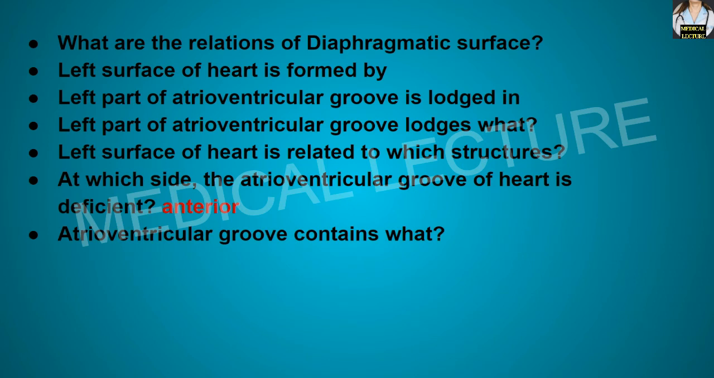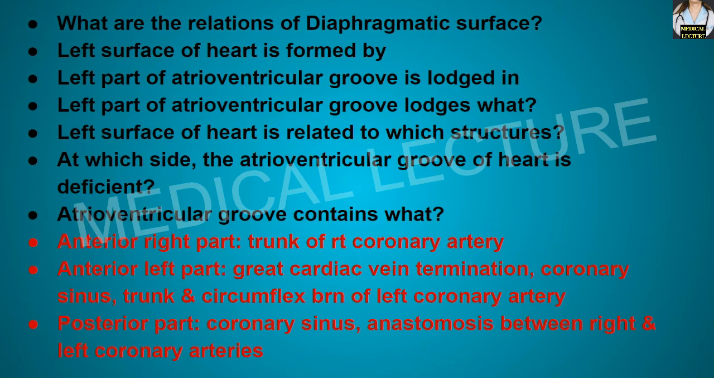Atrioventricular groove contains what? So, its anterior right part contains the trunk of right coronary artery. Its anterior left part contains the great cardiac vein termination, coronary sinus, trunk and the circumflex branch of the left coronary artery, and its posterior part contains the coronary sinus, anastomosis between the right and the left coronary arteries.